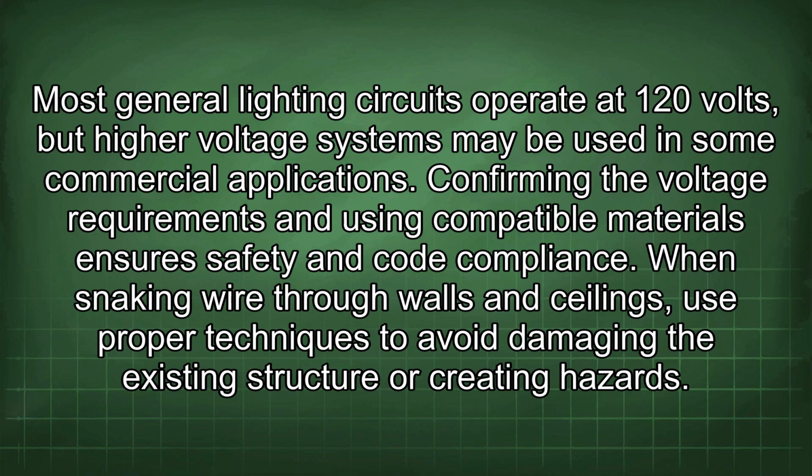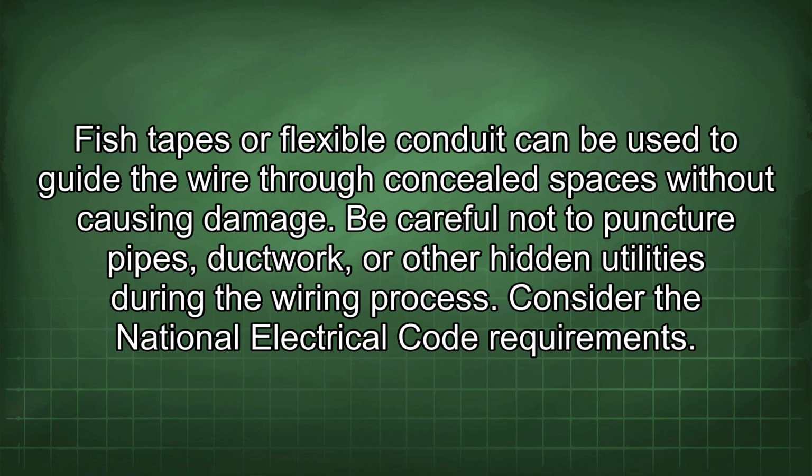When snaking wire through walls and ceilings, use proper techniques to avoid damaging the existing structure or creating hazards. Fish tapes or flexible conduit can be used to guide the wire through concealed spaces without causing damage. Be careful not to puncture pipes, ductwork, or other hidden utilities during the wiring process.